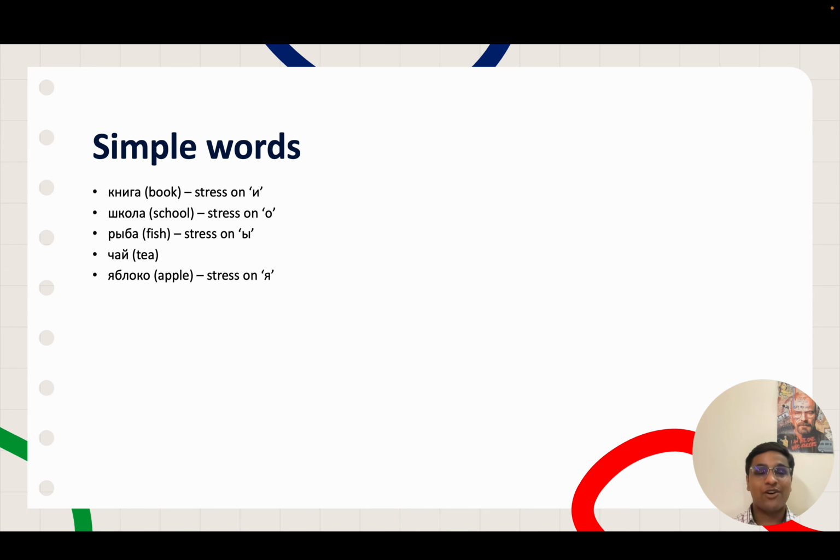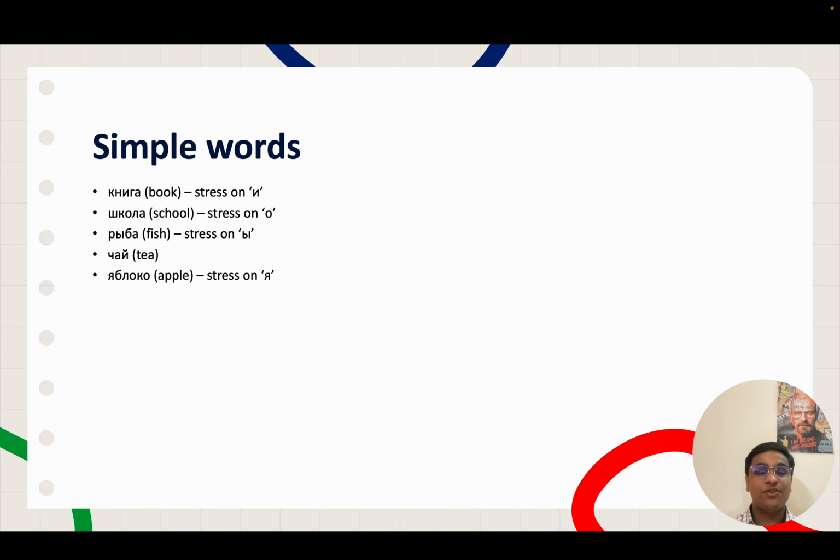If you watched the previous video of vowels and stress, you would know that in each word we only have one vowel which is stressed. The other vowels are unstressed. So in this word we have ya as stressed and the two O's are unstressed. That's why they are read as a and not o. So we do not read this word as yabloko, it's yablaka because the two O's are unstressed. Yablaka means apple.